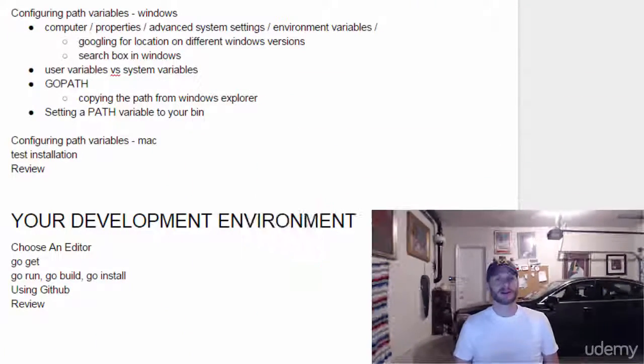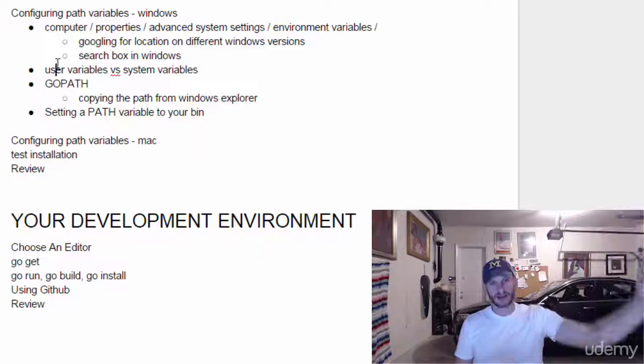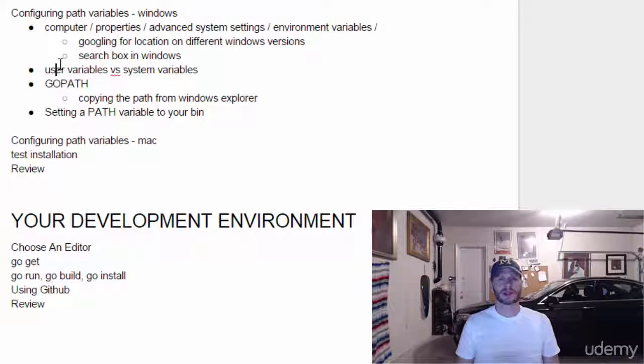So in this video, I'm going to show you how to configure your environment variables in Windows. And we're going to look at how you get there. There are a couple of different ways that you could find environment variables in Windows. And we're going to look at the difference between user variables and system variables. Fairly self-explanatory, but I'll explain it just in case it's late at night where you are or something.